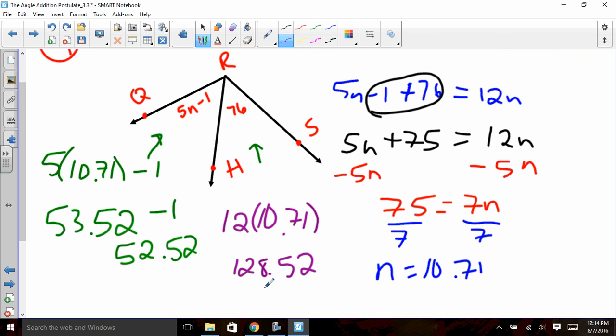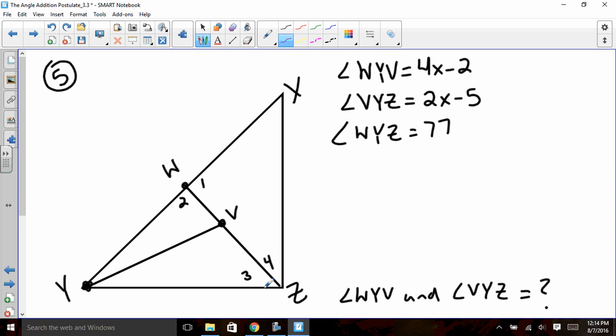And let's double check. Let's take that 128.52 minus 76, and let's see what we get. I got 52.52. Did you guys as well? Excellent. Let's go ahead and move on to another example.